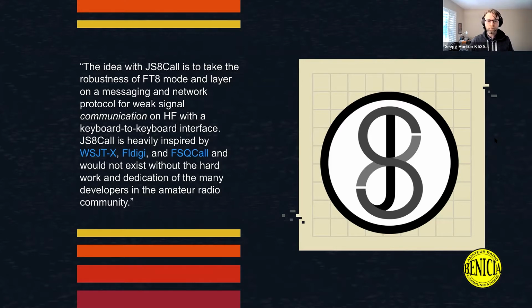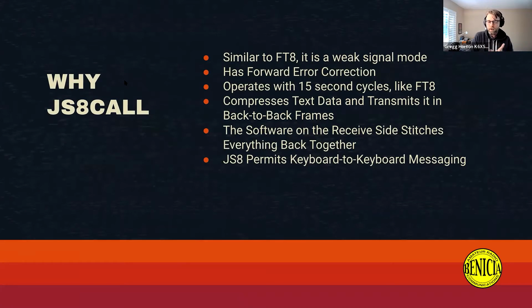So why JS8Call? Why even bother with this? I mean, we have FT8, you can just get signal reports, have a lot of fun, contact the world. Well, similar to FT8, it's a weak signal mode, so that's cool. It has some forward error correction. It operates within 15-second cycles, just like FT8. And it compresses text data and transmits it in back-to-back frames. The software on the receive side stitches those pieces together to give you a full message. And on JS8Call, you can use your keyboard to type a message to people. You can rag chew on your keyboard, which is really cool.